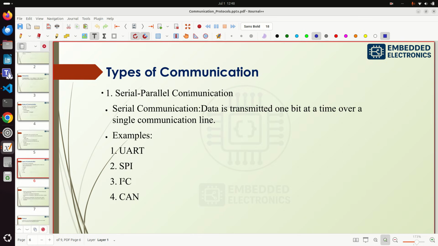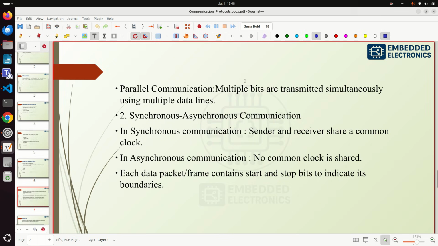So we are more concerned about form factor. So form factor means what? If I am using parallel communication, then don't you think the number of lines is going to be more? So here you can see what parallel communication is. Multiple bits are transmitted simultaneously using multiple data lines.